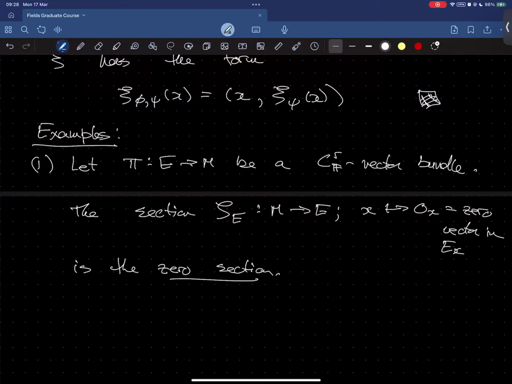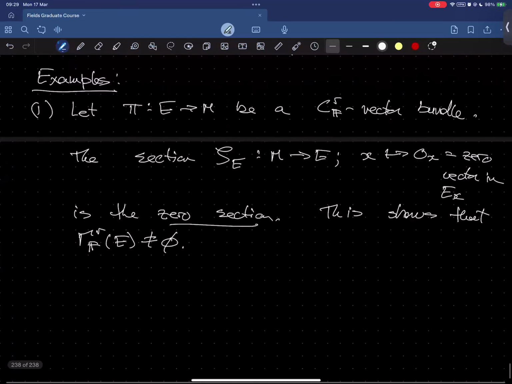The only interesting conclusion I'll draw from this is that the set of sections is not empty. There's always at least one section, namely the zero section.